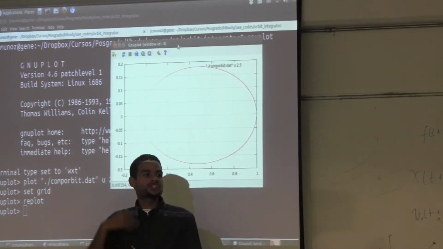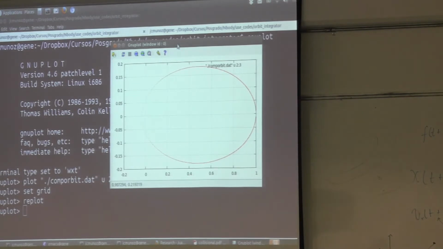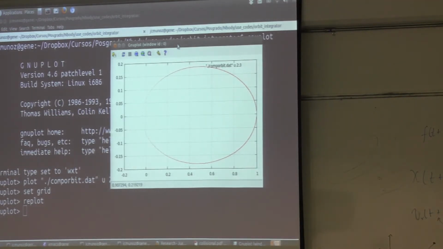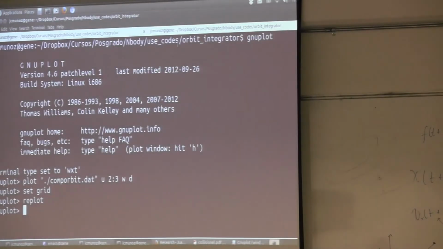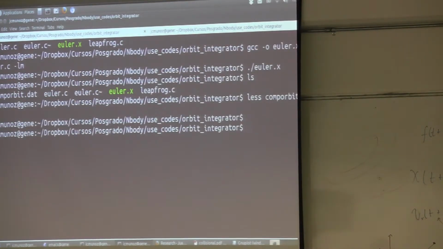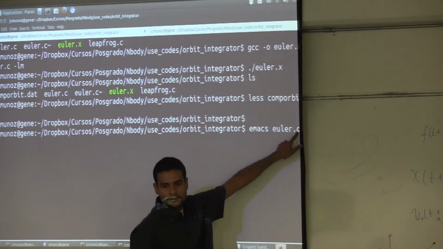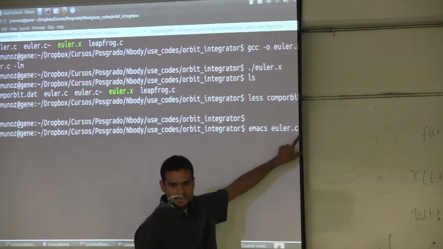So now let's change the numbers inside this program. So let's open the program. In order to open the program, you have to do this: emacs Euler.c, the file.c, not the file.x.